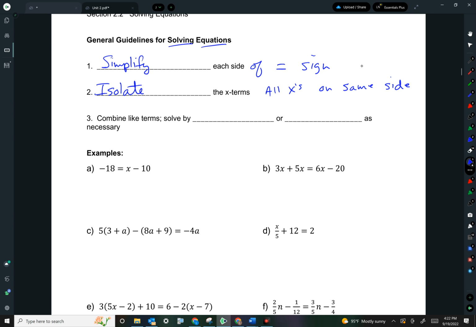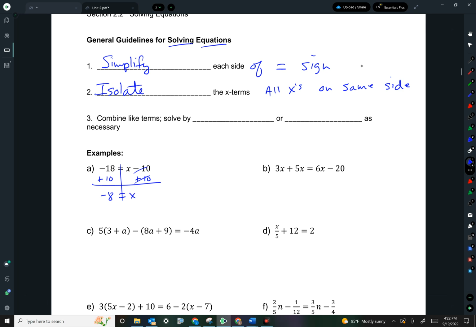Okay. Well, if you look at letter A, right now the x is on the right side, and that's fine for x to be on the right side. It's just that I want it to be by itself, right? I don't want the negative 10 to be over there. So how do we move things across the equal sign? Well, don't you always do the opposite operation? So if this is a minus 10, wouldn't I need to add 10 to both sides? And again, when I say both sides, I mean both sides of the equal sign. Okay, and so on the left side, I have negative 8. There's my equal sign. And on the right side, the 10s cancel, and all I have is x.